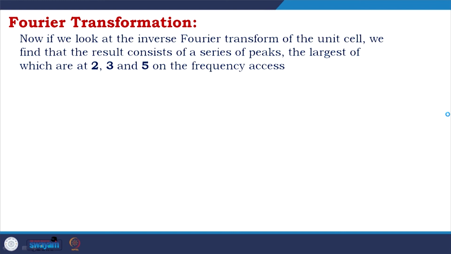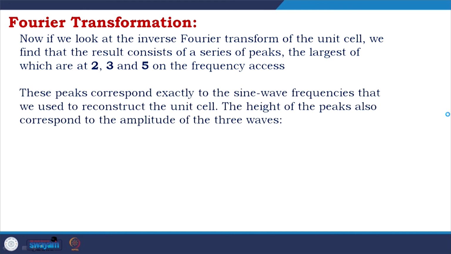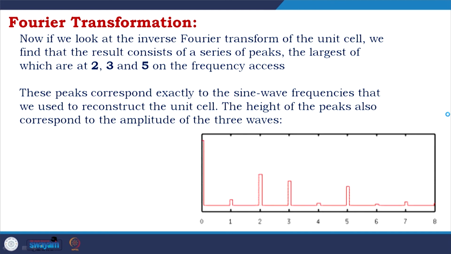Now, if we look at the inverse Fourier transform of the unit cell, we find that the result consists of a series of peaks, the largest of which are at 2, 3 and 5 on the frequency axis. These peaks correspond exactly to the sine wave frequencies that we used to reconstruct the unit cell. The height of the peaks also corresponds to the amplitude of the 3 waves. So, you get 2, you get 3 and you get 5.